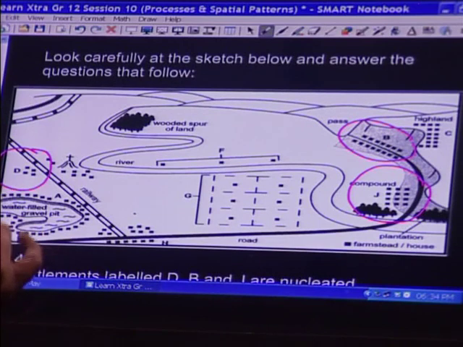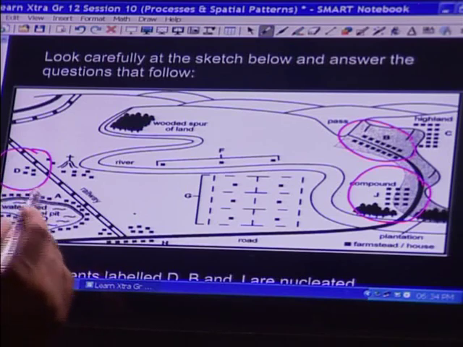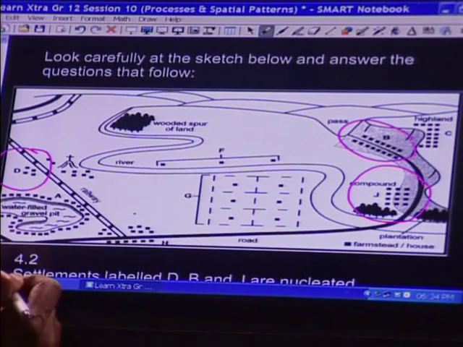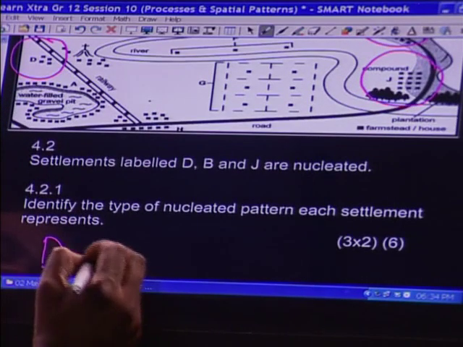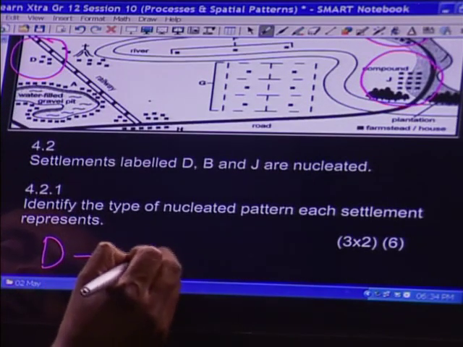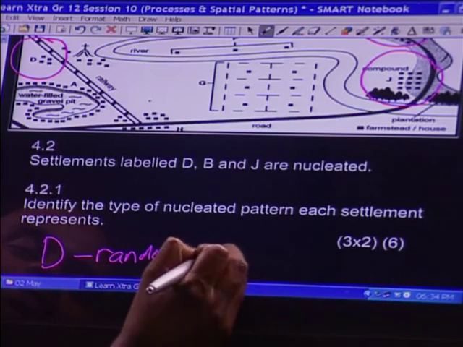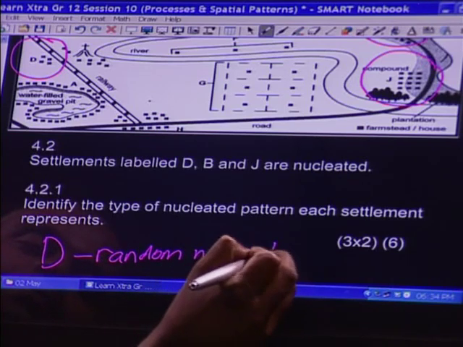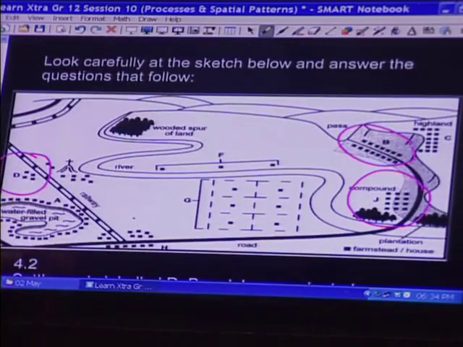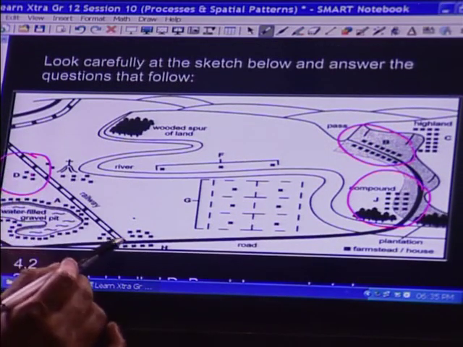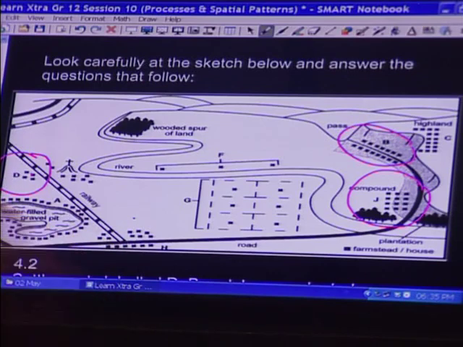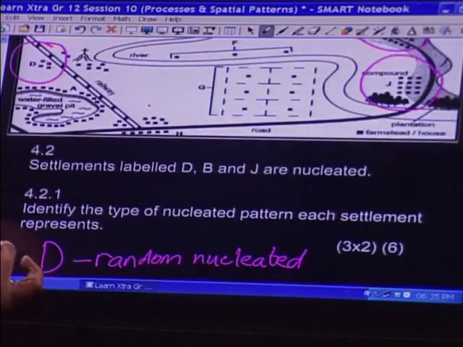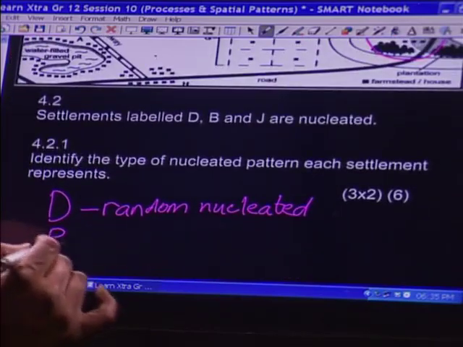Settlement D is located along the railway line. However, it has not assumed a linear shape, although there is a linear feature to it. Rather, it is a random nucleation. The reason we say random is there's no specific order of the settlement, and although there is a linear feature, settlement D has not been influenced by this linear feature. Let's move on to B.